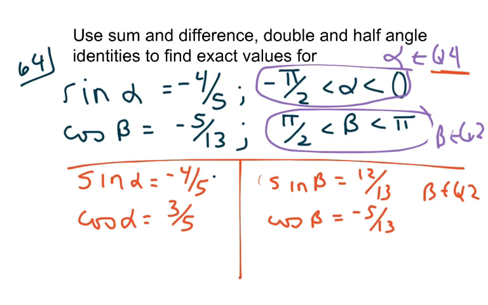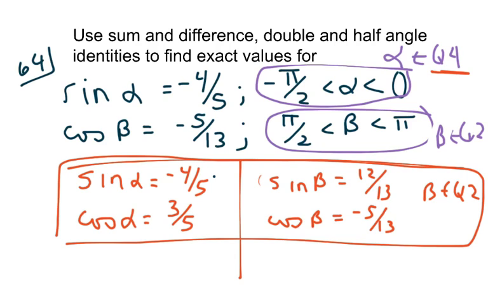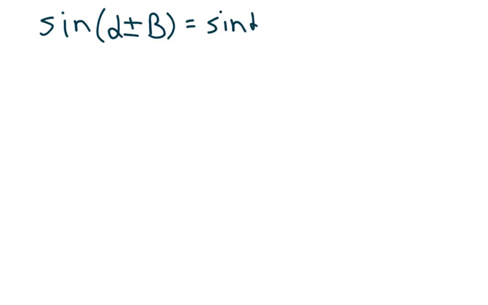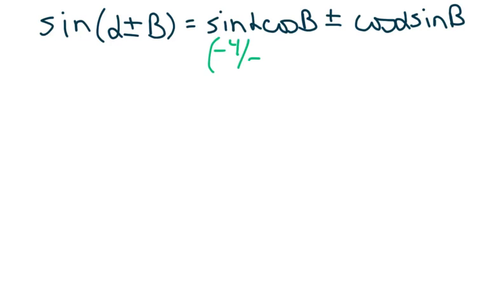And from here we fill in all the formulas. So again, you might want to write these down so you know where the numbers are coming from when we do the formulas. Alright, so we have sine of alpha plus or minus beta equals sine alpha cosine of beta plus or minus cosine of alpha sine of beta. I wrote down my numbers earlier, and I know that sine of alpha is negative 4/5, cosine of beta is negative 5/13, plus or minus cosine of alpha is 3/5, and sine of beta is 12/13.